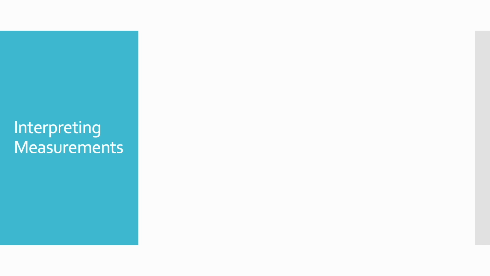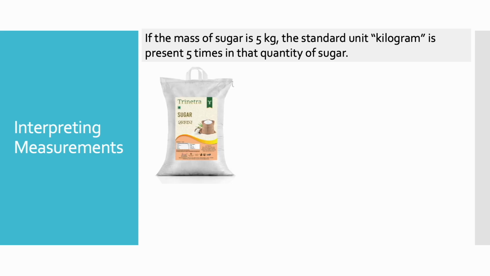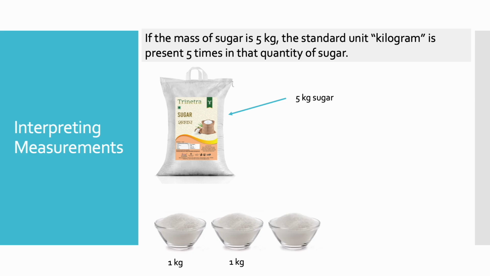Now let's look at mass. Here we have a bag of sugar that weighs 5 kilograms. The standard unit we use for mass is the kilogram. And in this case, the 5 kilograms means that the kilogram unit is repeated 5 times within the total mass of the sugar. To help visualize this, we can see 5 separate bowls of sugar, each containing 1 kilogram.